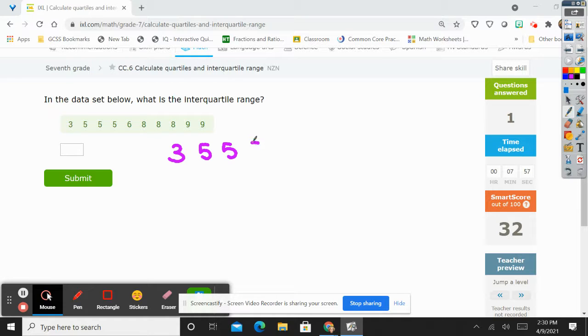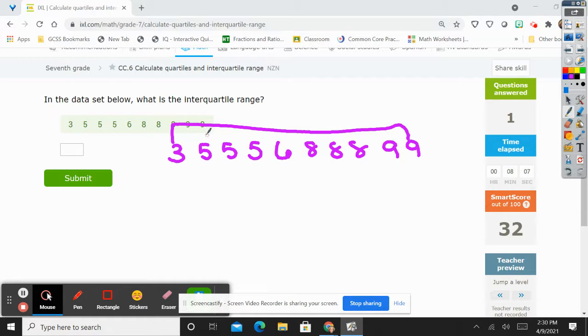So there's 3 5s, there's 1 6, there's 3 8s, and there's 2 9s. So put them in order. Of course, they did it already for you. Promise you that's going to change, so do not get used to it. 6 plus 7 is 14, so the median is 7.